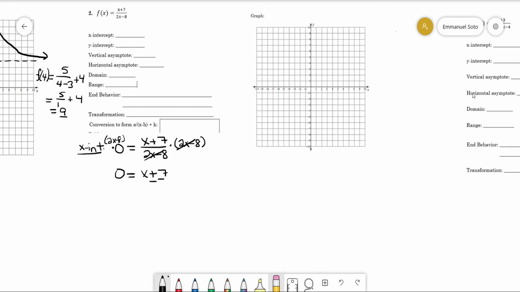Now we can proceed to solve this for x by subtracting on both sides. So we got x equals negative 7. I'm going to plug that in here. Now let's find our y-intercept.